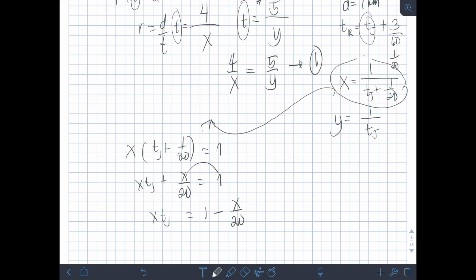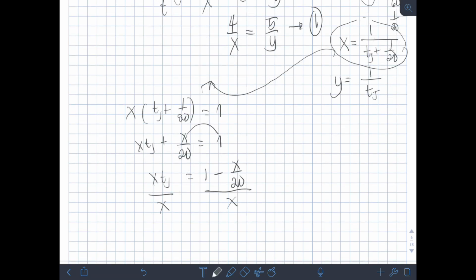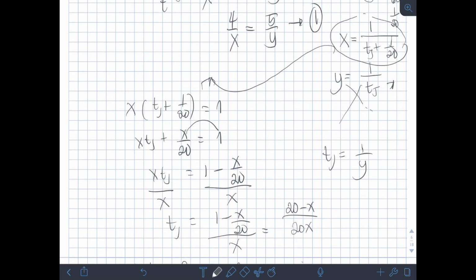So, tinranspose ko. And then, we can divide both sides by x para ma-solve natin si tJ. So, we have 1 minus x over 20 over x. Or, simplify natin to, parang ito ay 20 minus x over 20x, right? And then, ito, pwede natin ma-solve for tJ din. So, cross-multiply lang. So, tJ is equal to 1 over y. Ngayon, pwede na natin i-equate itong dalawang tJ. So, parang ito, 1 over y is equal to 20 minus x over 20x.